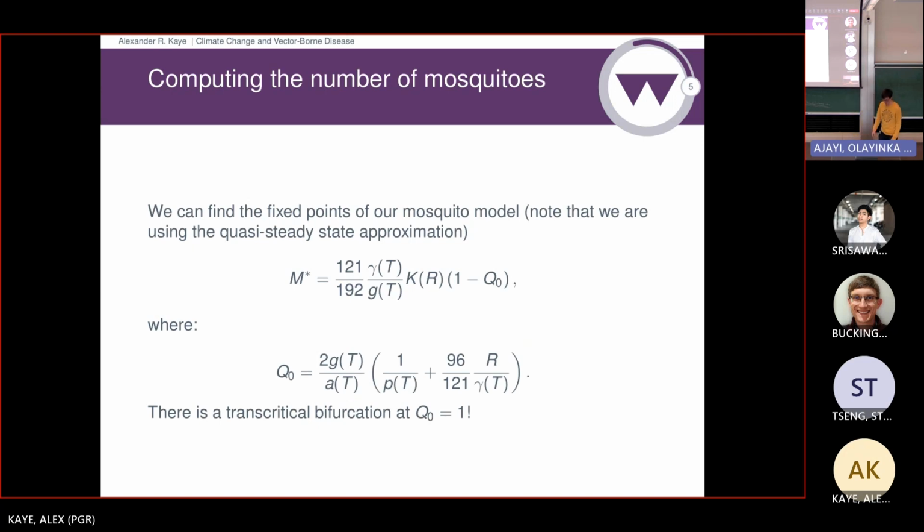And then you can compute the steady state of the system. This assumes the quasi-steady state approximation, namely that the mosquito life cycle is quick compared to that of the humans. And this is okay in this case because the data that I'm getting is monthly data. So don't worry too much about the maths.